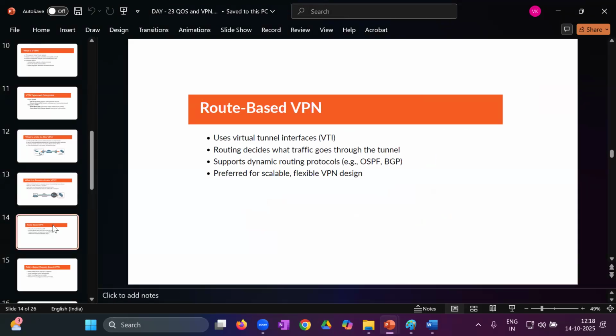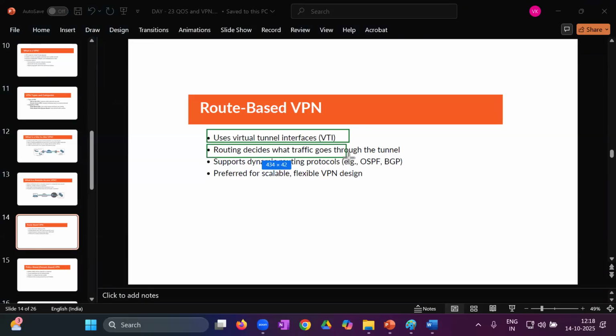Now see first, what is route-based VPN? Route-based VPN uses virtual tunnel interfaces. Now, routing decides what traffic goes through the tunnels. I told you, routing will be required here. So it supports OSPF, BGP, and it is preferred for scalable and flexible VPN designs. So whenever we are going to provide this VPN using the routing, then that is called a route-based VPN, right?